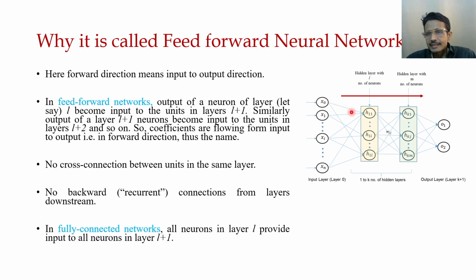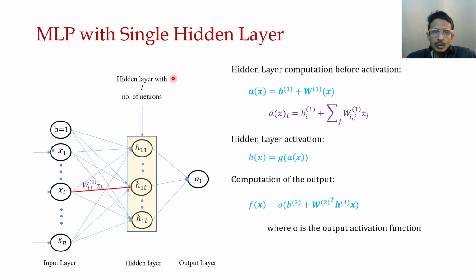In case of a fully connected network, every neuron from the previous layer is connected, you can see here, from here to here, here to here, and here to here. So all are connected. If a neuron from a previous layer is connected to all the neurons of the next layer, then we can say it's a fully connected network, and it is basically for every layer. Let's look at the fully connected layer. So all neurons in layer L provide input to all neurons of layer L plus 1.